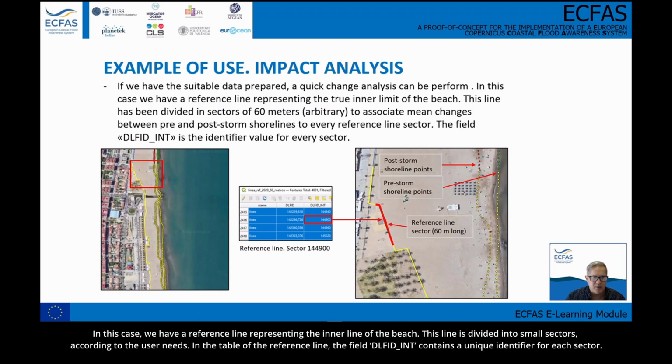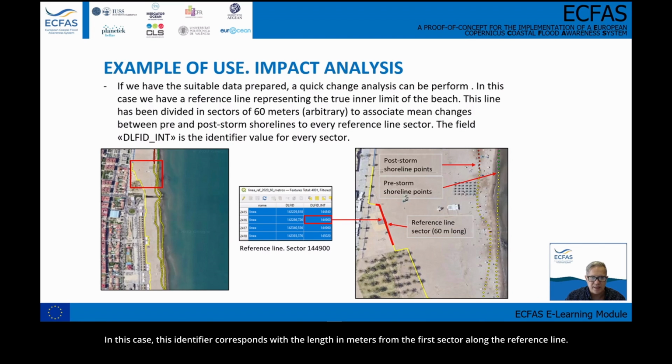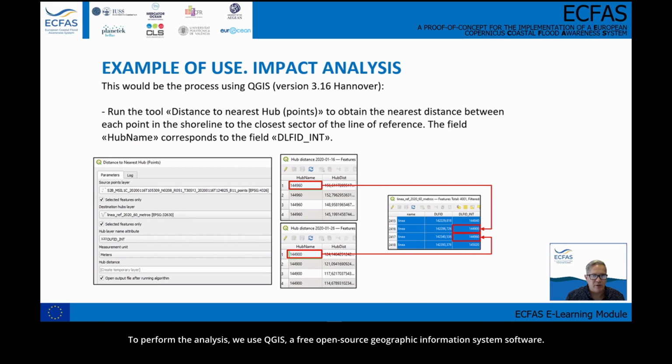In this case, we have a reference line representing the inner line of the beach. This line is divided into small sectors according to the user needs. In the table of the reference line, the field dl_feed_int contains a unique identifier for each sector. In this case, this identifier corresponds with the length in meters from the first sector along the reference line. To perform the analysis, we use QGIS, a free open-source geographic information system software.